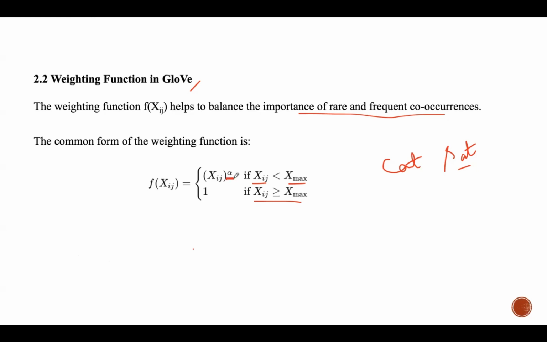Coming to the term alpha, alpha is a hyperparameter which controls the decay rate of the function, and this value usually lies between 0 and 1. If this value is closer to 1, the function will decay slowly as the co-occurrence count increases. And if this value is equal to 0, then the function will be flat, which means co-occurrence counts would be treated equally regardless of their frequency. Usually this alpha value is set to 0.75, so that is the default value.